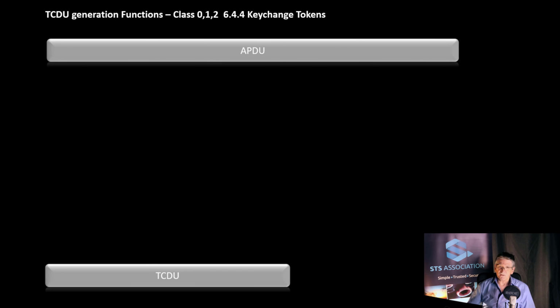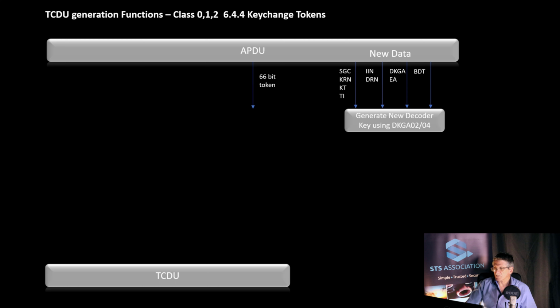So now we look at key change tokens in the same light. Again, you have APDU and TCDU, and you need to get a token from the APDU down to the TCDU. So you get your 66-bit token data first. You get the new data and generate a decoder key using DKG02 or 04. Now this new data is the new supply group code, key revision number, key type, tariff index, and all the rest of those that you are changing the meter to.